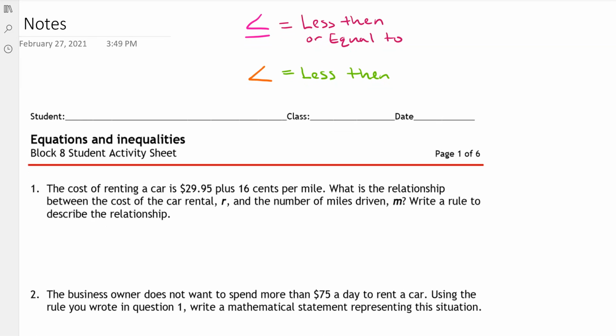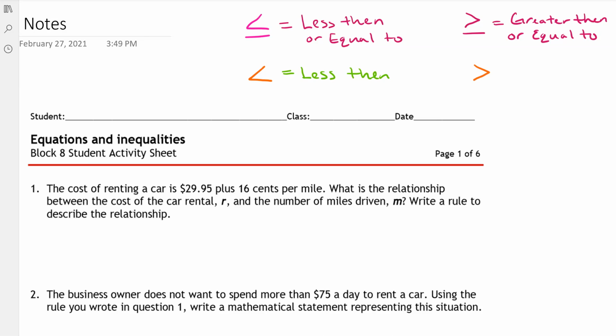And so we're going to use the other way. What if the symbol was facing this way? That means greater than. Oops, I could spell greater than correctly today. Or equal to.